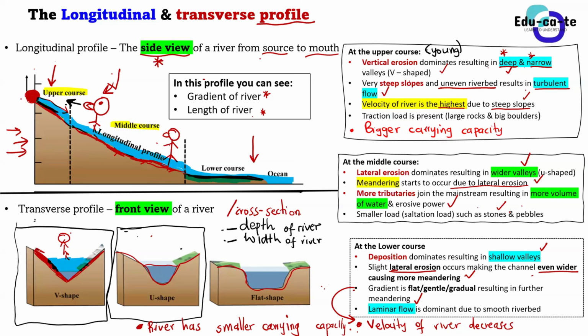So at the lower course, another thing, the flow, when we're talking about the river discharge, the flow, remember guys, we talked about 2 different types of flow. We say that we've got a turbulent flow.